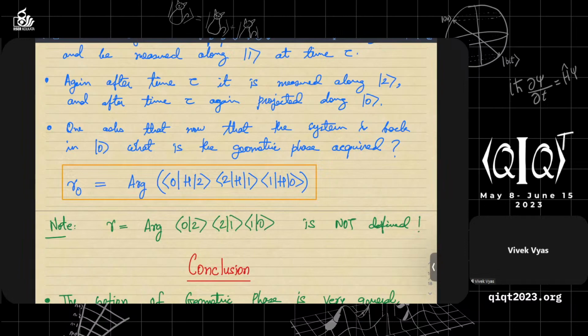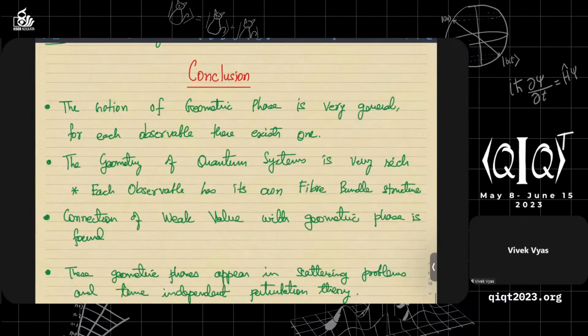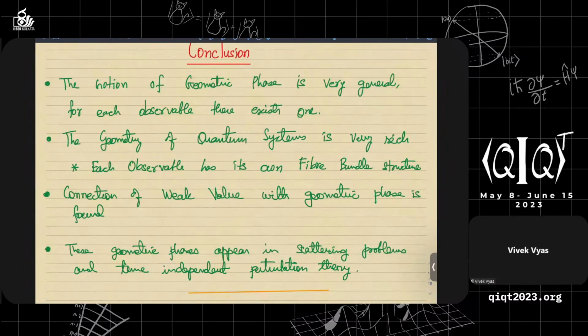So I would want to summarize with this. What we find is that the notion of geometric phase is a very general one. Namely, there exists a geometric phase for each observable. Give me an observable, and I will find a corresponding geometric phase for it.